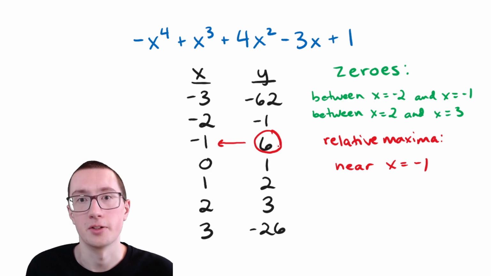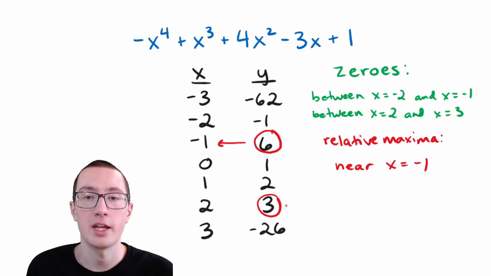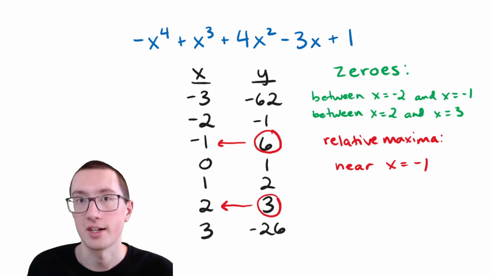And do we see any others? Well, I see one right here. Here we have a 3, and to the left and the right of it are smaller numbers. We had a 2, we went up to 3, and then went back down to negative 26. So here we have another relative maximum, and this relative maximum is going to be at x equals 2, or near x equals 2. We don't know for sure, but it's going to be near x equals 2.